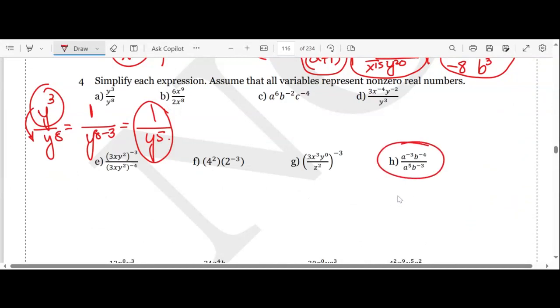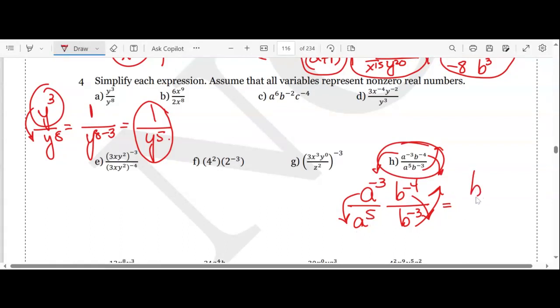Let's do h. If it's negative, I have to flip it. a to the power of -3, what happened to it? I flip it to the bottom, right? And b to the power of -4, what should I do? Flip it to the bottom. What about b to the power of -3? Flip it to the top. What about a to the power of 5? Stay. So let's do that.